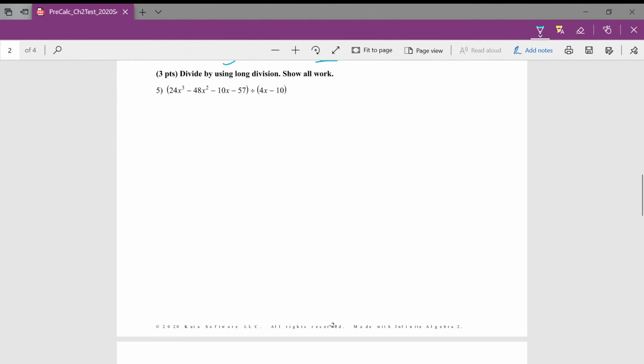So this one is long division. Long division is pretty simple. Long division is freaking easy. So set it up like this, and we're going to use our factor 4x minus 10. And then this is the thing we're going to be dividing: 24x cubed minus 48x squared minus 10x minus 57.